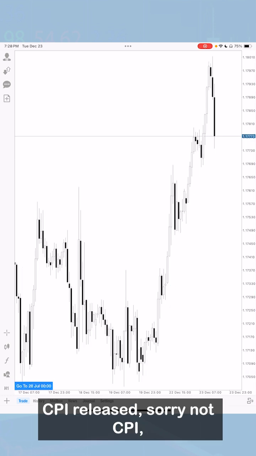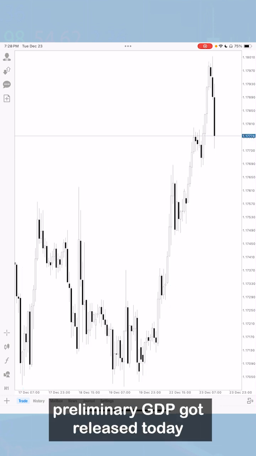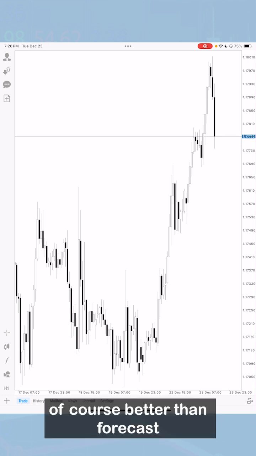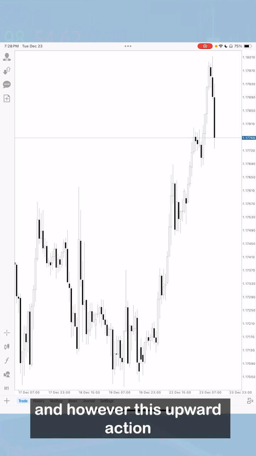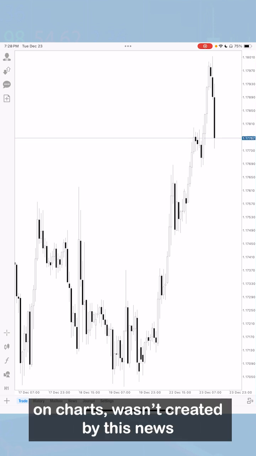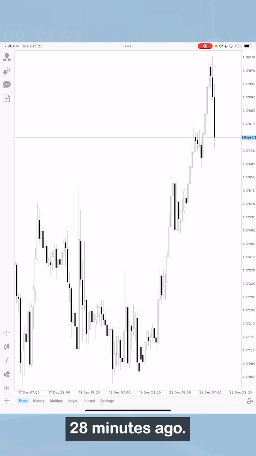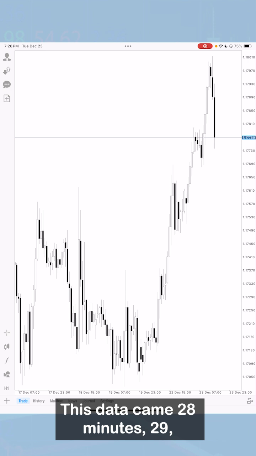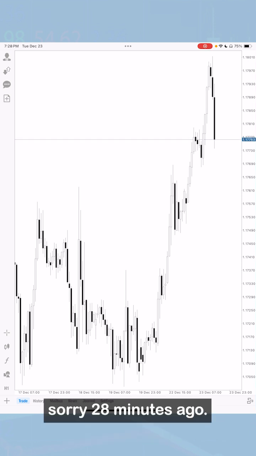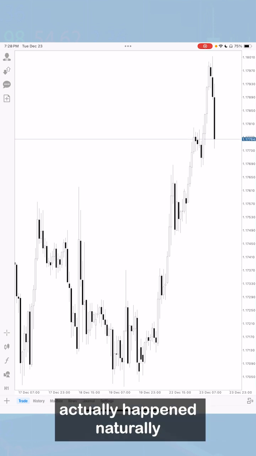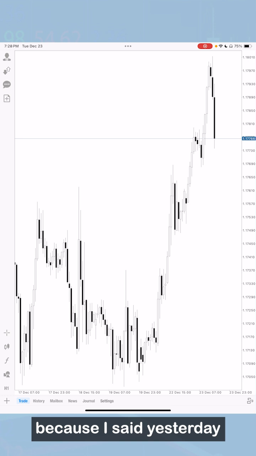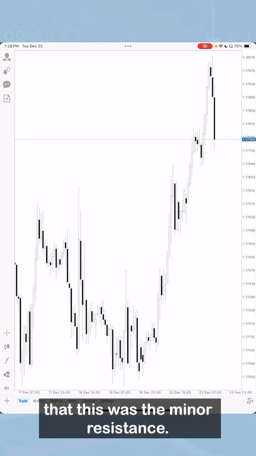CPI released, sorry, not CPI, preliminary GDP got released today, which is of course better than forecast. However, this upward action, which you can see now on the chart, wasn't created by this news, because this news has just been released 28 minutes ago. So the upward move actually happened naturally because I said yesterday that this was the minor resistance.